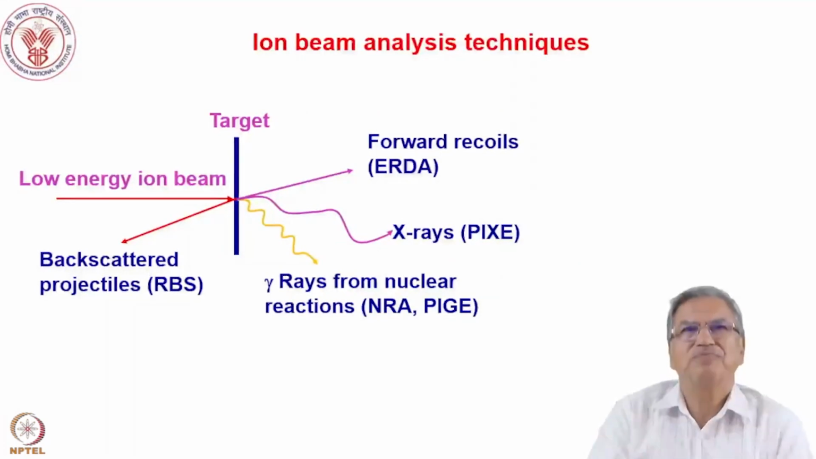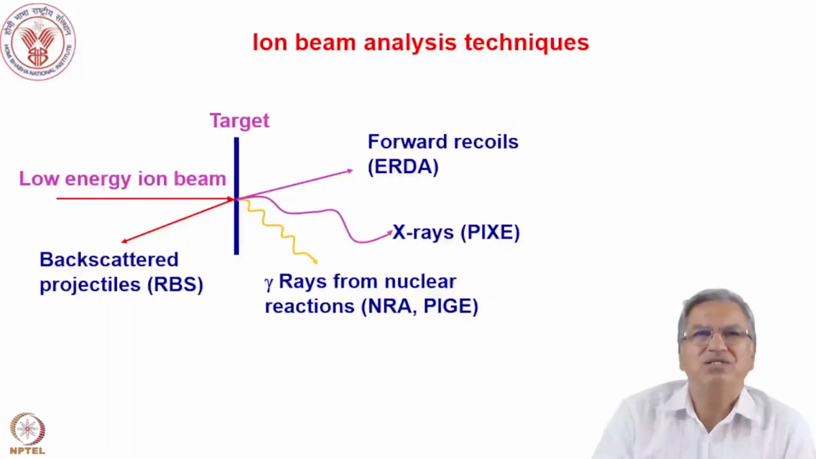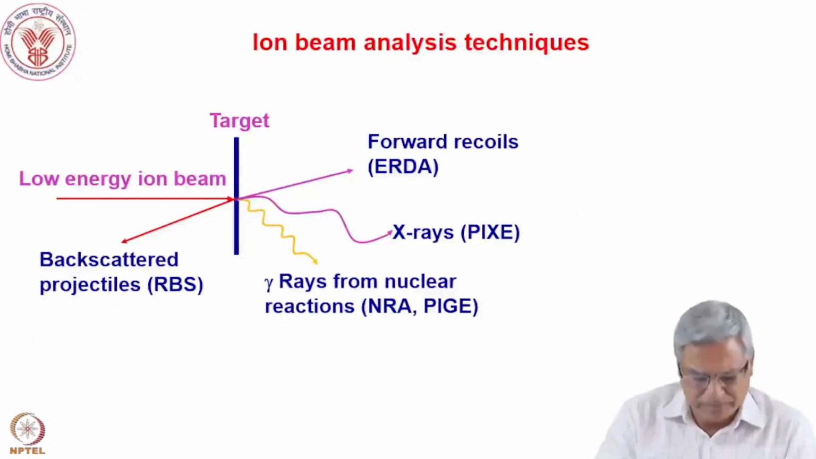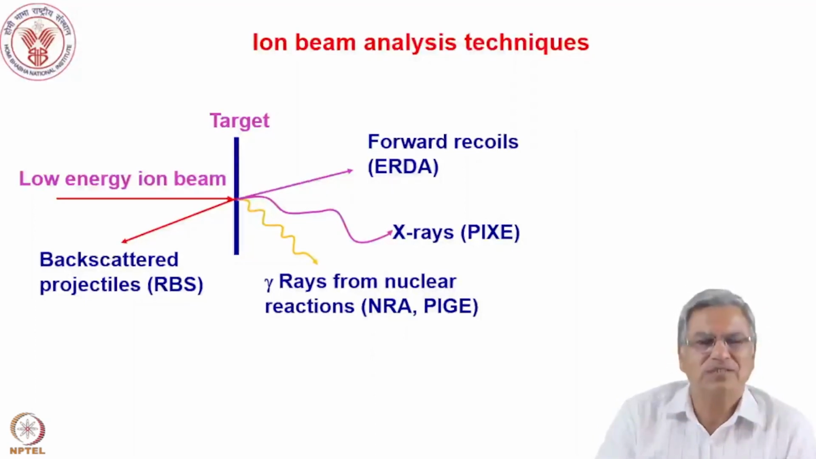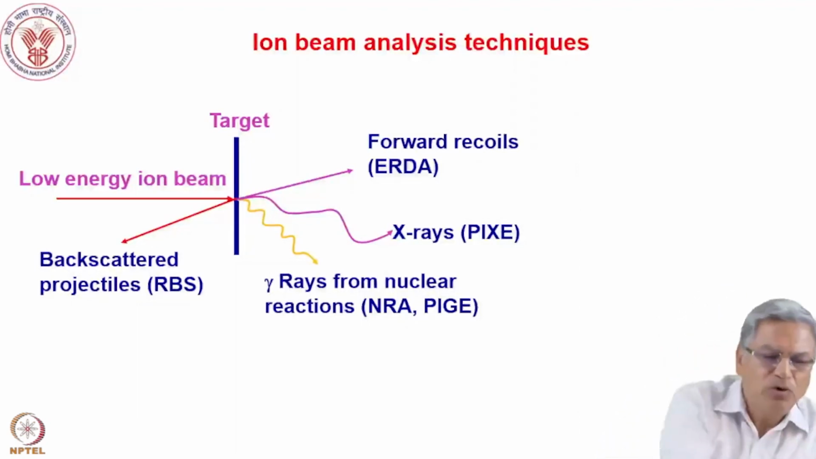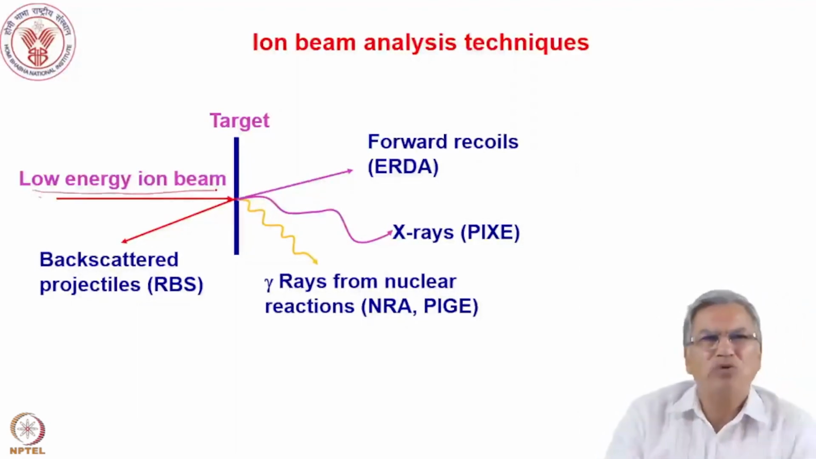As the name suggests, in ion beam analysis we use a charged particle beam, and the charged particle beam may have different types of reactions with the nuclei in the target. Depending upon the type of reactions that are happening, we have different nuclear analytical techniques. So by this schematic, I will first introduce the techniques that I am going to discuss in this lecture.